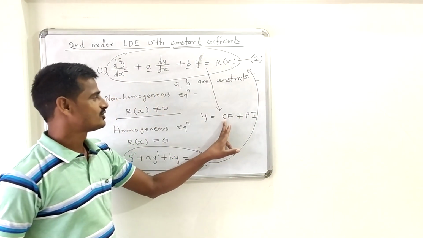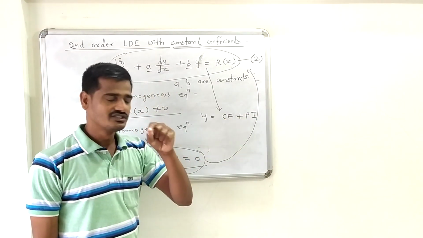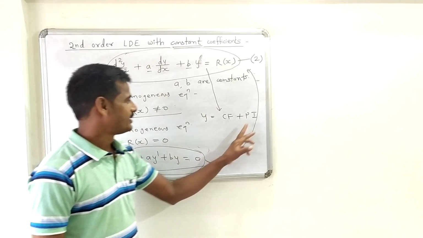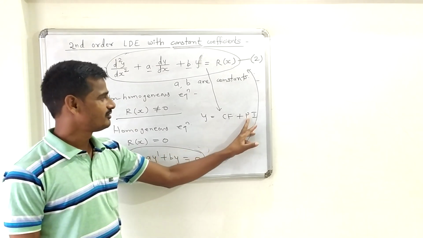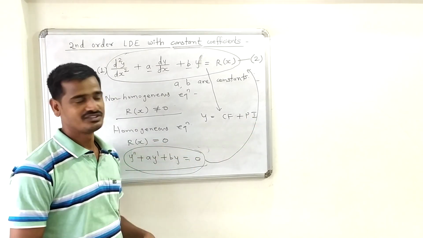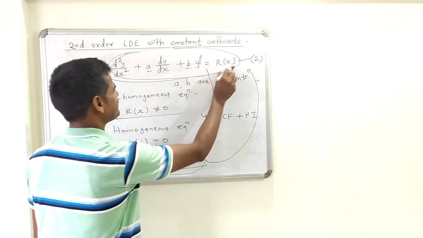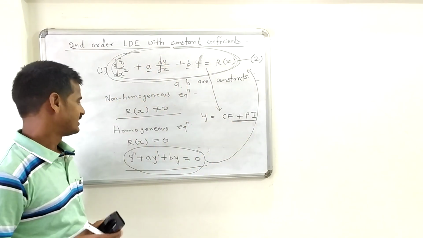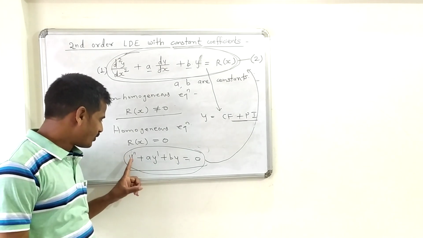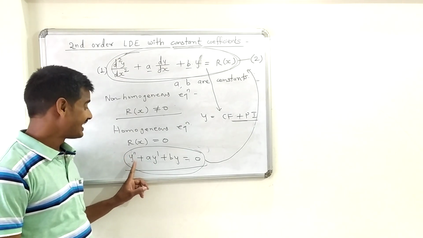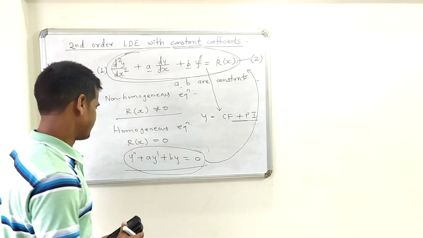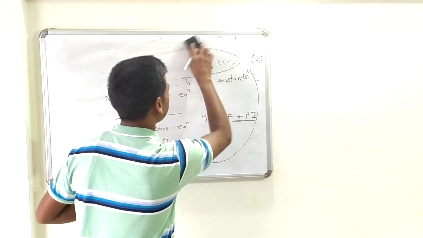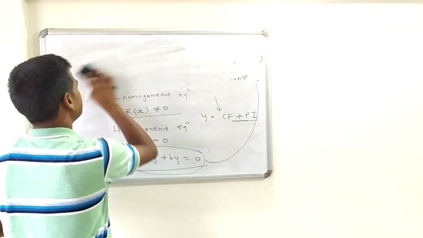Here CF is the complementary function, which is the solution of this homogeneous equation, and PI is the particular integral or particular solution. This is the solution of this differential equation. We will see all these things in detail in the next lectures. Now let us focus on this differential equation and how to solve it. I will take a simple example so that you will understand.